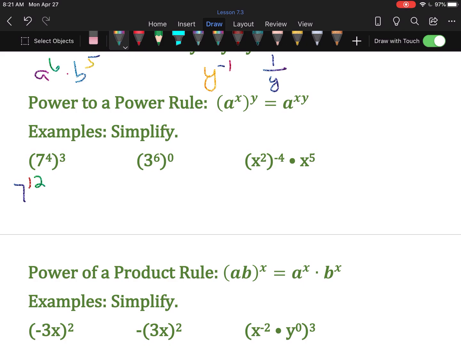Now, I will point out here that the direction does not say leave in exponential form. However, I'm going to leave it as 7 to the 12th because 7 to the 12th is very large. It's something in the neighborhood of 13 billion. I think we're good just writing 7 to the 12th.